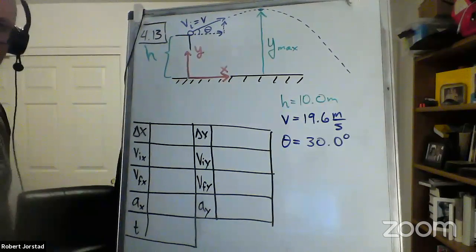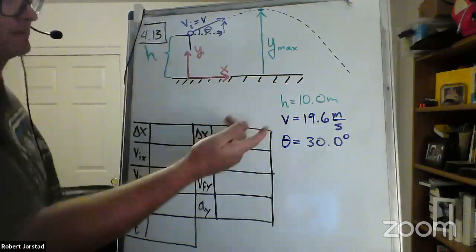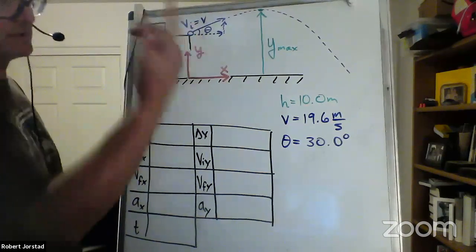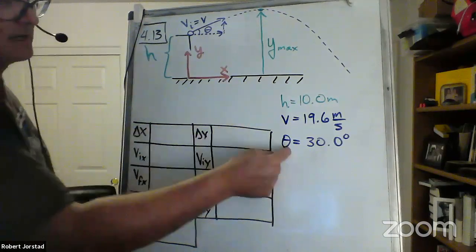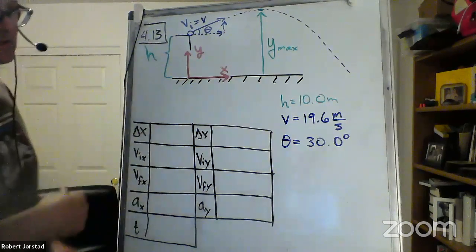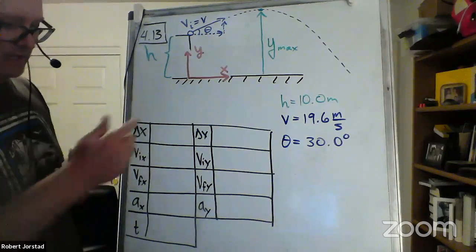So in order to fit things a little bit better, I just called this H, V, and theta again, and I just put them off to the side. So H is going to be 10 meters. V initial, which was V, is going to be 19.6 meters per second. And theta, which is the launch angle above the horizontal, is 30 degrees. So let's just go through it in order.